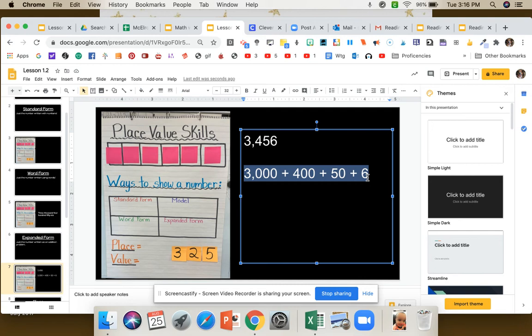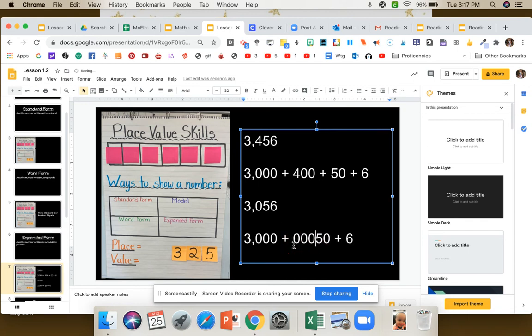Now, what happens if our number has a 0 in it, like 3,056? Instead of a 4, I just changed it to a 0. How would we write that? Let's start with my largest place value, the 3, which is worth 3,000, plus my next place is a 0. I skip it and I go straight to the tens. So then I would do 50 plus 6. A common mistake is to actually put 3 zeros. You do not need to do that. 0 means nothing. So we skip it.